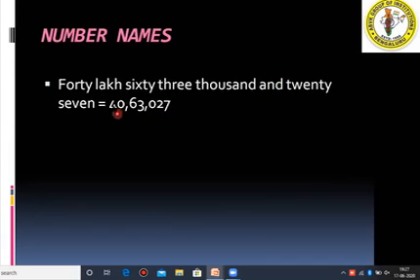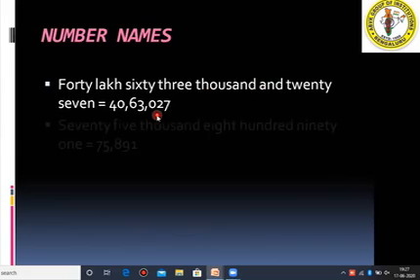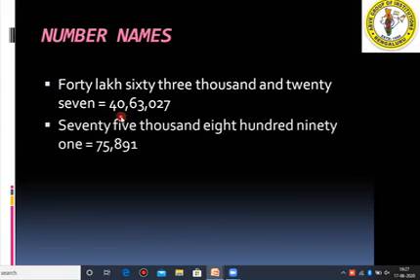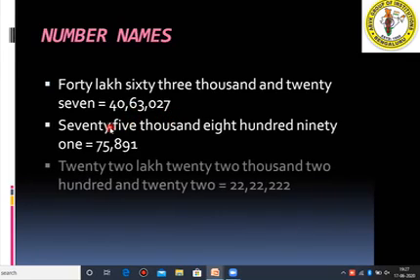So in the hundreds place you have to place 0. 27. Now 40 lakh means 40, 63,000 means 63. And 27 means in the hundreds place there is no number, so we write it as 27. So 40 lakh 63,000 27. After writing the number you can also check once. Next, one more example.